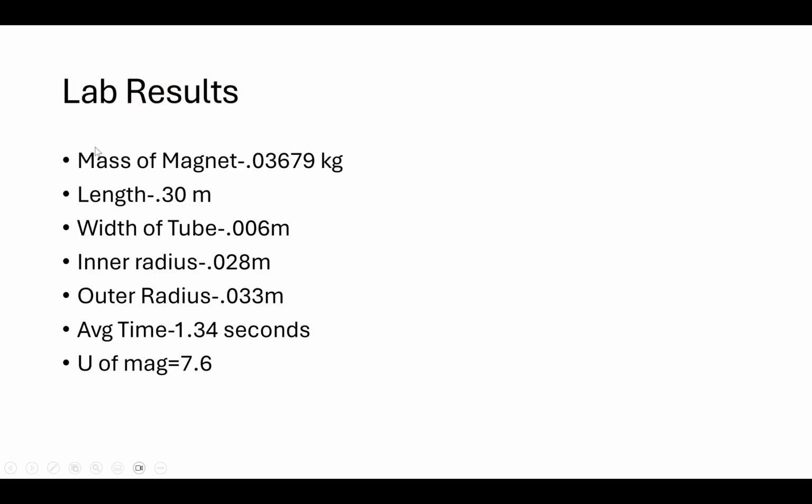For our lab results, we got the mass of the magnet at 0.03679 kilograms, and 0.30 meters in length of the tube. The width of the tube is 0.006 meters. The inner radius is 0.028 meters. The outer radius is 0.033 meters. And as I said before, the average time of it falling through was 1.34 seconds. And we got the mu of the magnet at 7.6 from our previous lab 3 or lab 4.